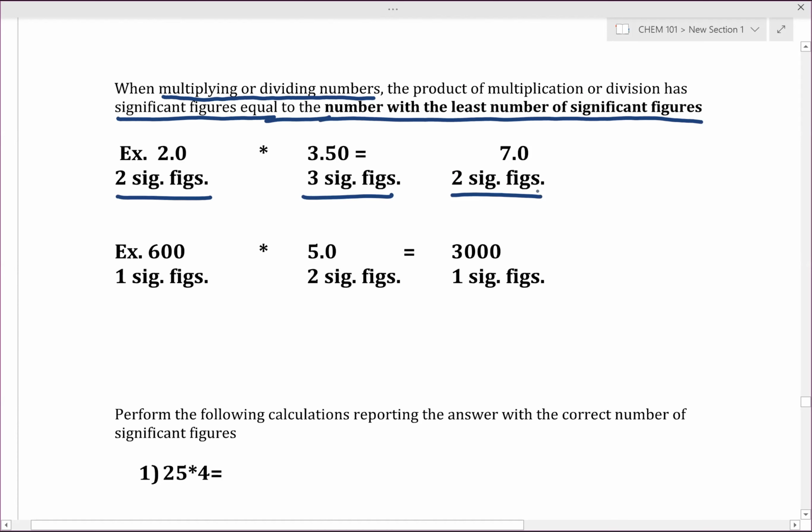Likewise, if you take 600, which has how many sig figs? 600 with no decimal point. 1, it has 1 sig fig. And you multiply it by 5.0, which has 2 significant figures. How many significant figures do you retain? What's the least number of significant figures? 1. So how many sig figs do we retain? 1. So that's why we report our answer as 3,000, which also has 1 significant figure. Does that make sense?